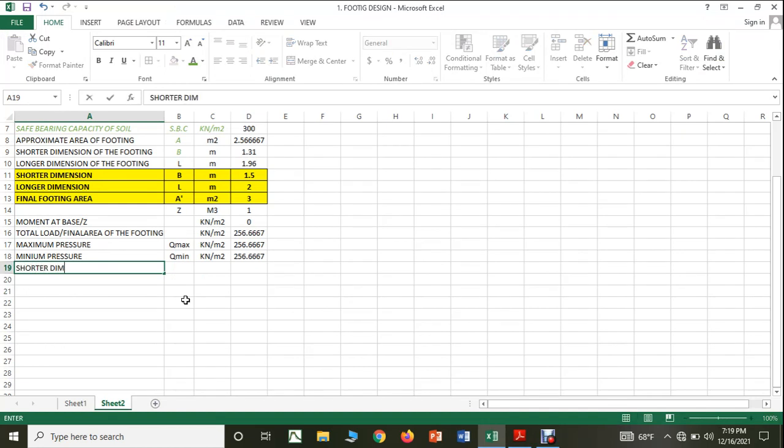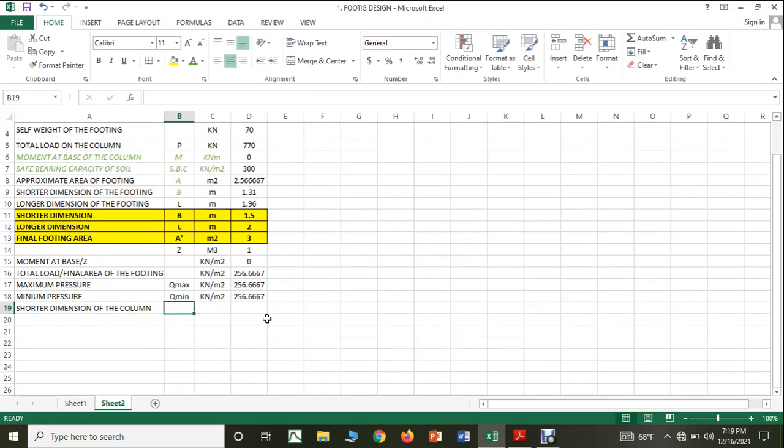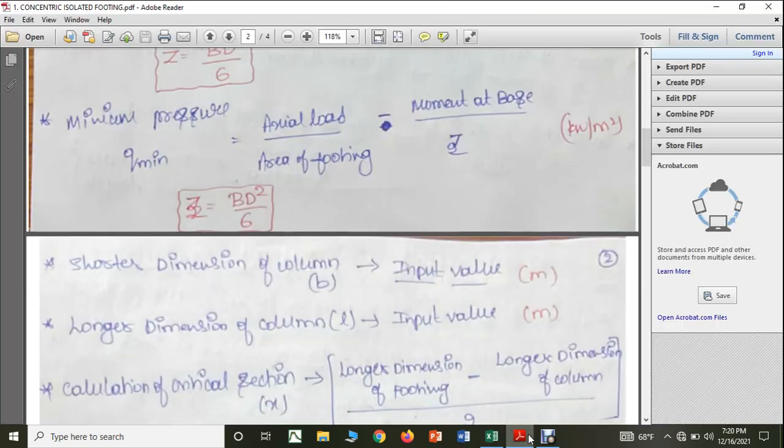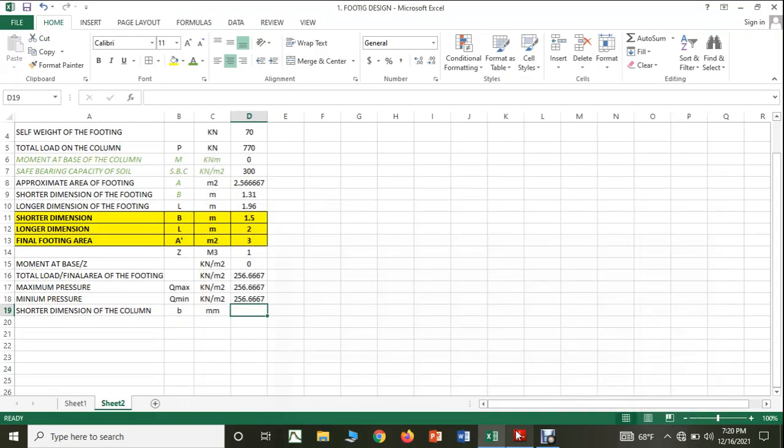Shorter dimension of the column, which will be given as small b, and it will be given in mm. Usually it will be given in mm because the length will be very small, right? So let us give the column shorter dimension as 250 mm. Okay, shorter dimension of the column.